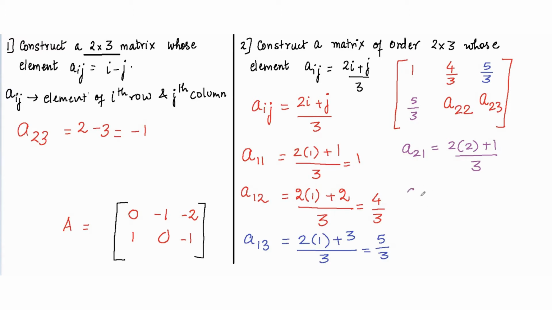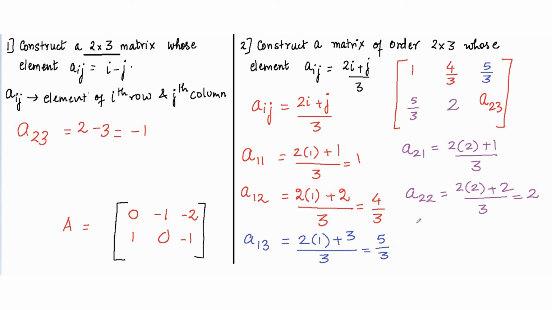Let's find A22 now. So to find A22, I should substitute i as 2 and j also as 2. So it becomes 2 times 2 plus 2 divided by 3. That's 6 by 3, which is equal to 2. So the second row, second column element is also 2. So let's note that down.